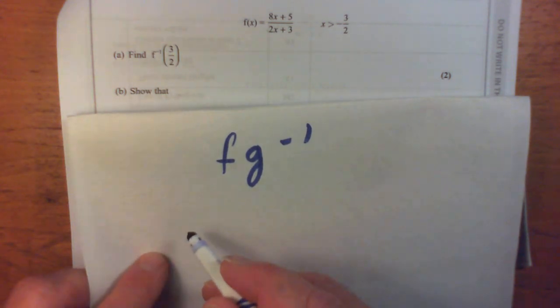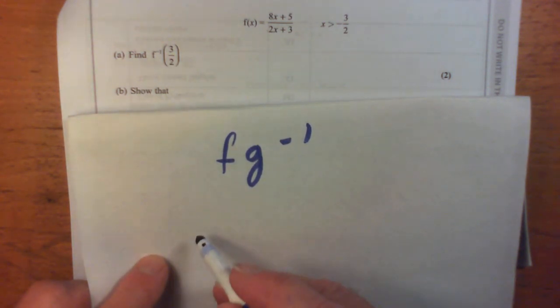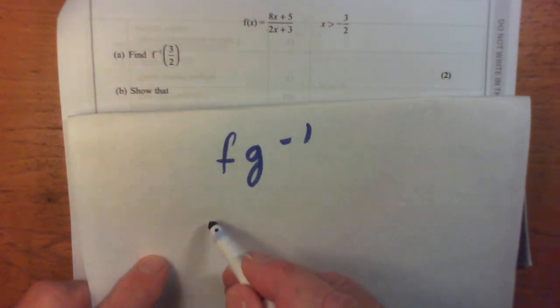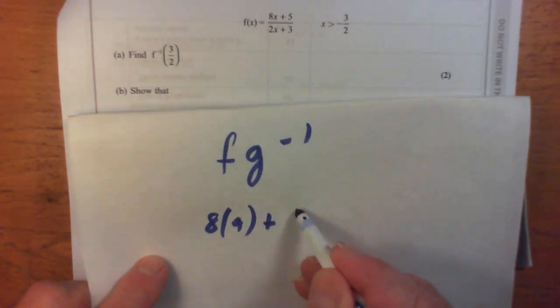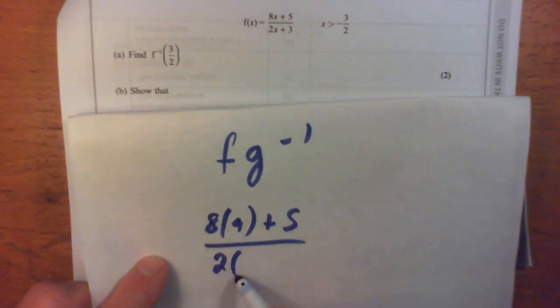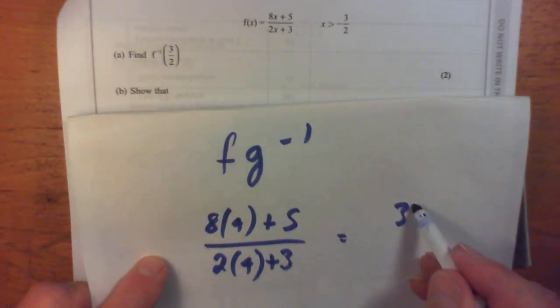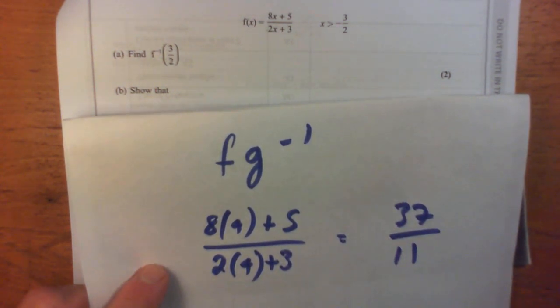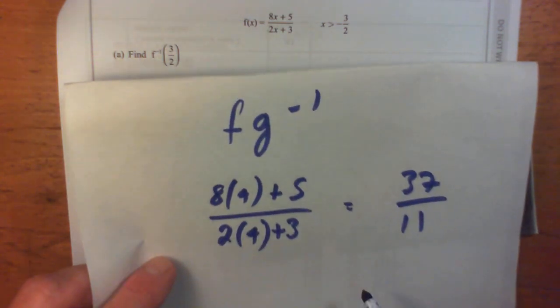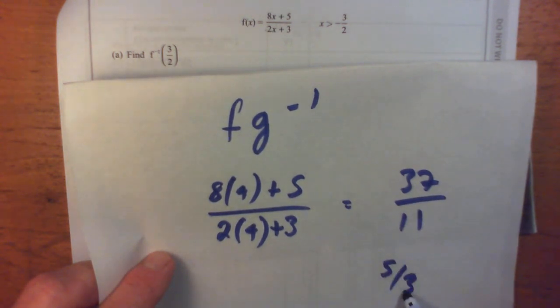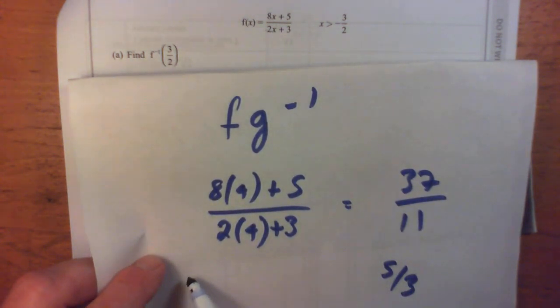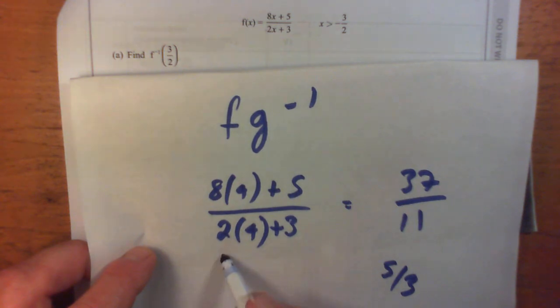So that will give you 8 over 4 plus 5. And then you can take the other extreme of the range, which is 0, stick that in, and that will give you 5 over 3. 8, 0.